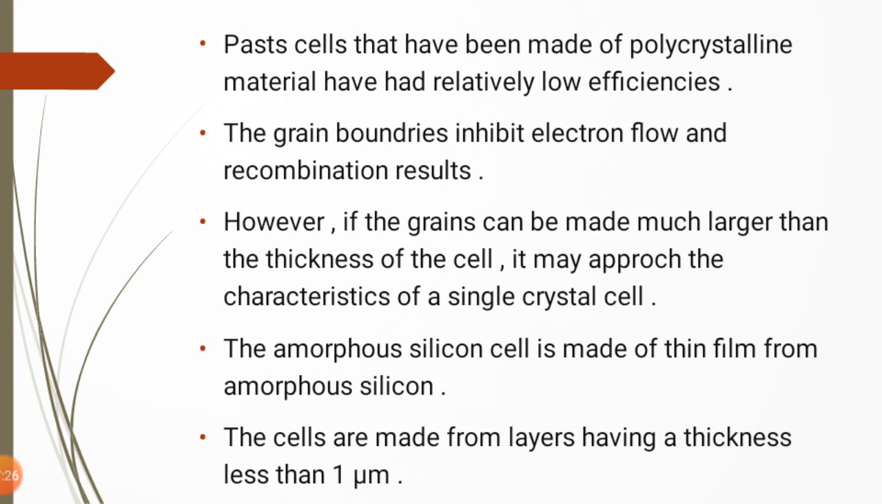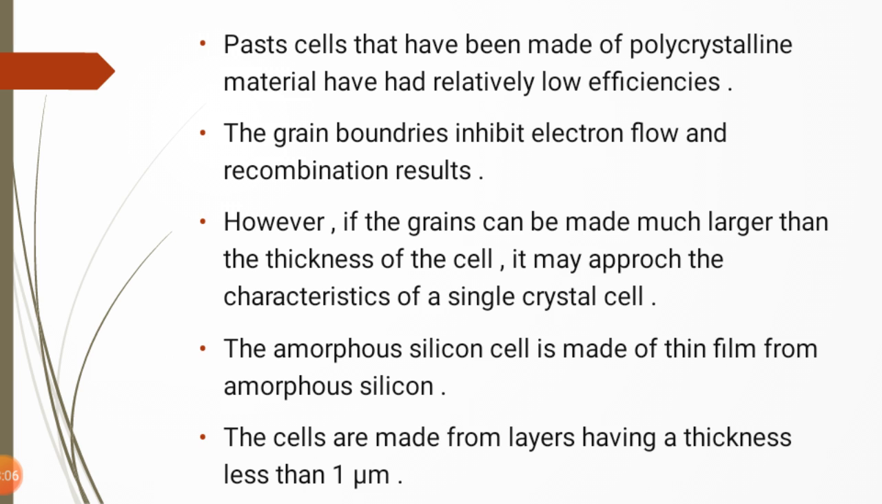So the grain boundaries inhibit electron flow and recombination results. However, if the grains can be made much larger than the thickness of the cell, it may approach the characteristics of the single crystal cell. That means if we increase the grain size, and it is greater than the thickness of that cell, we can approach the single crystalline solar cell, and the single crystalline solar cell has good efficiency as compared to the polycrystalline solar cell. So the single crystalline silicon solar cell is generally used for the electricity generation.